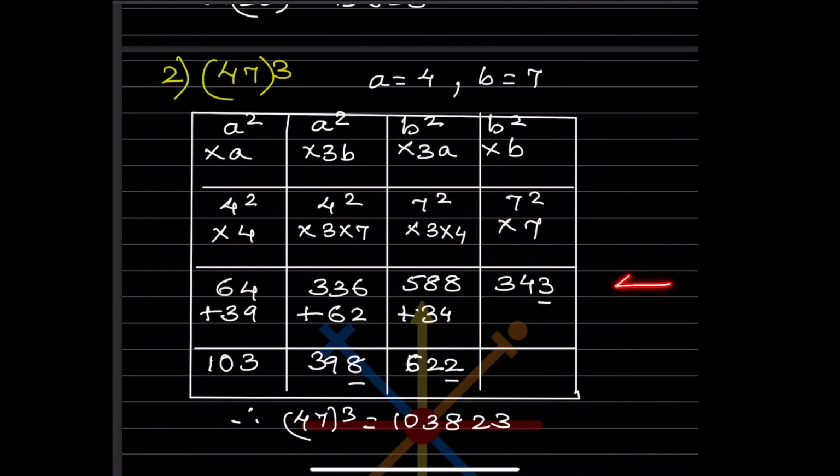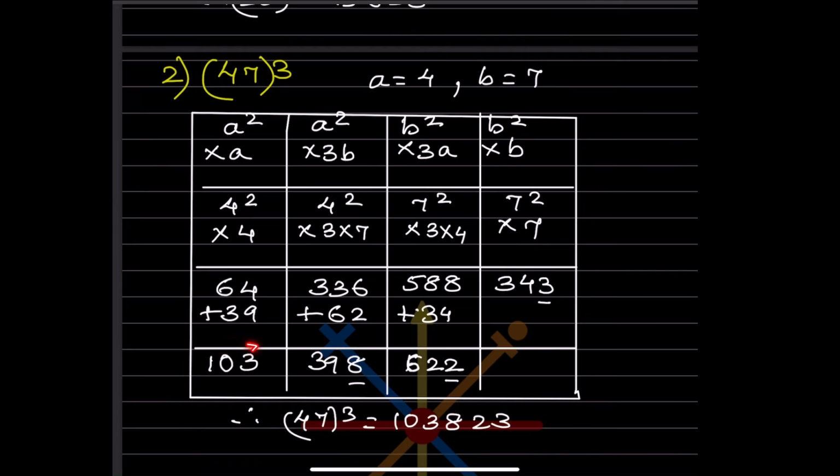Now go in the reverse order. That is, you will underline this 3. This 34 will go over here. Add 6 to 2. Underline this. Add 398. Underline this one. 39 will go here. So when you add this, you get 103.